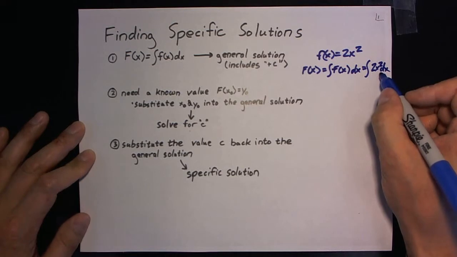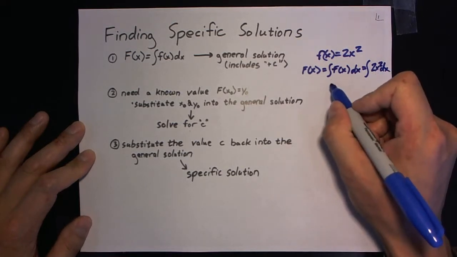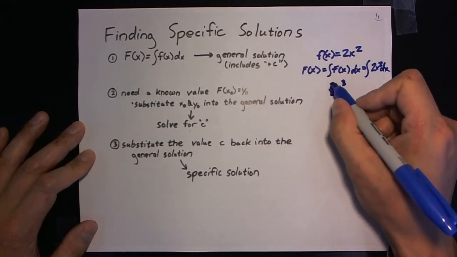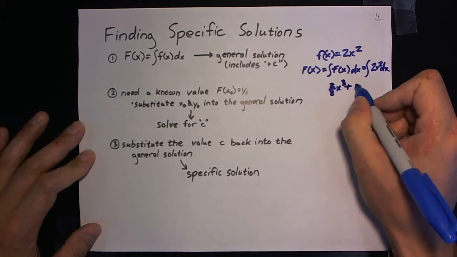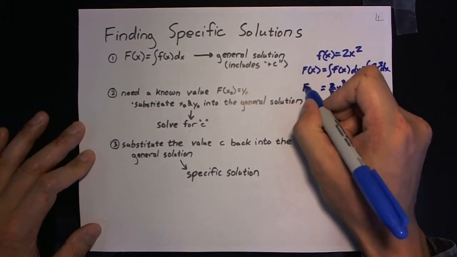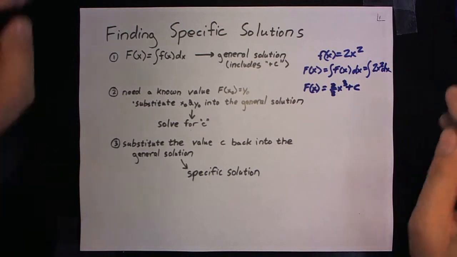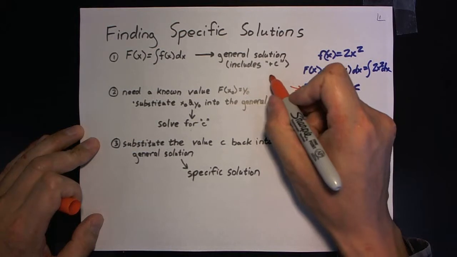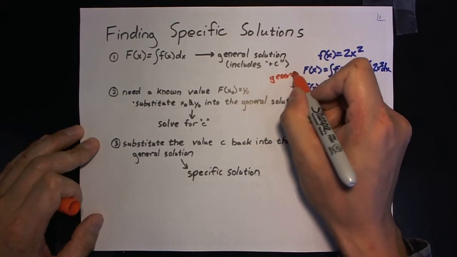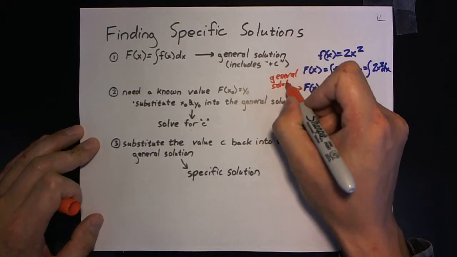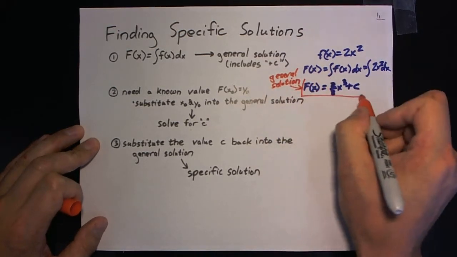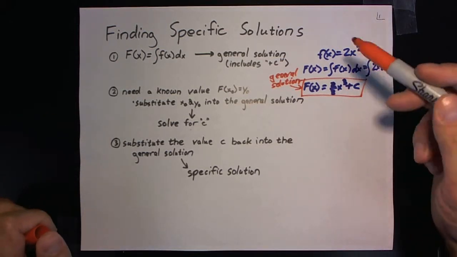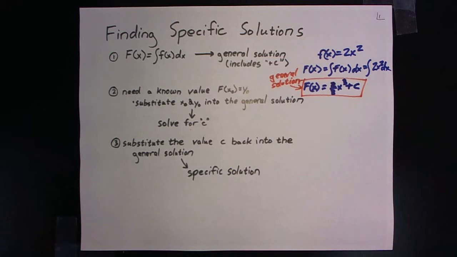Okay, take this integral and it becomes 2/3 x cubed plus c. So we have our general solution: two-thirds x cubed plus c. Like I said, the specific solution actually tells us what the plus c is.